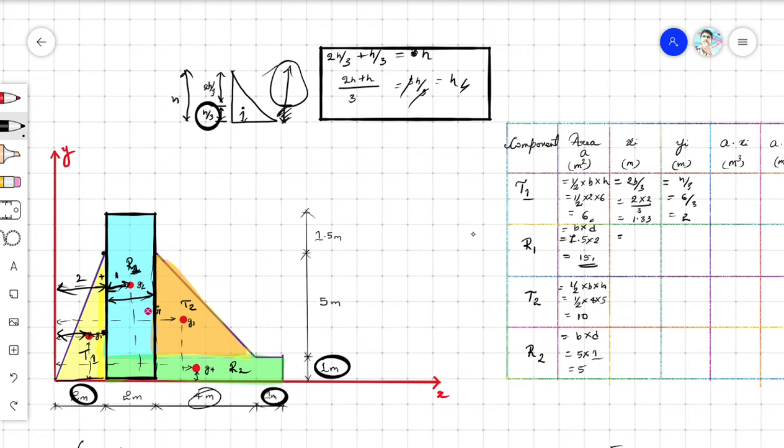So you can write it as 2 plus b by 2, that is 2 plus 2 by 2. So that is 3. And this distance you can directly write out, no problem. That is 6 by 2.